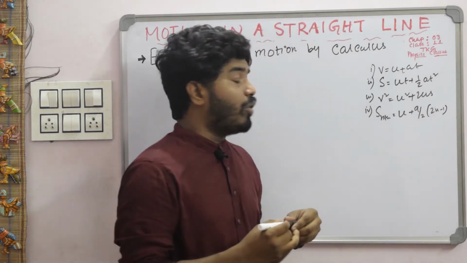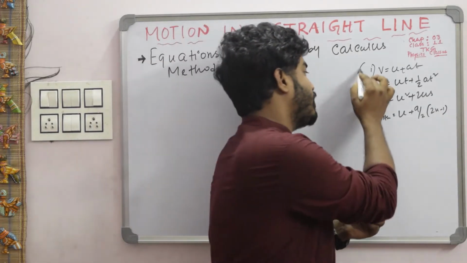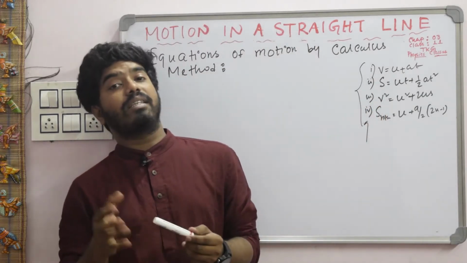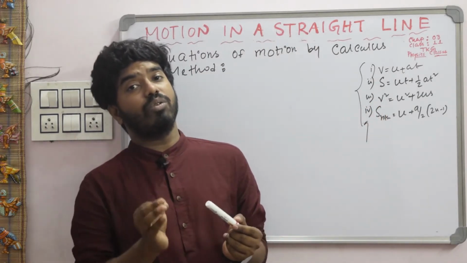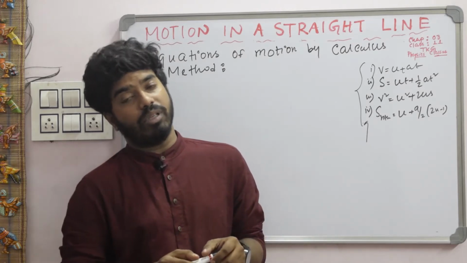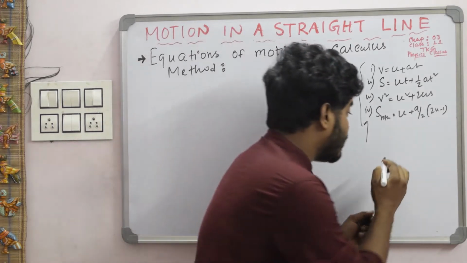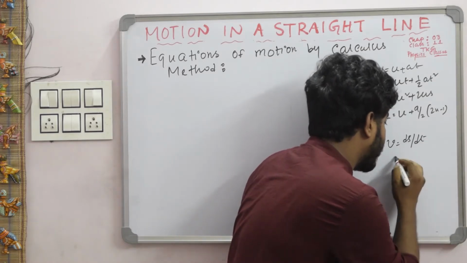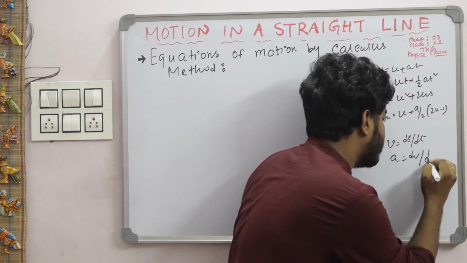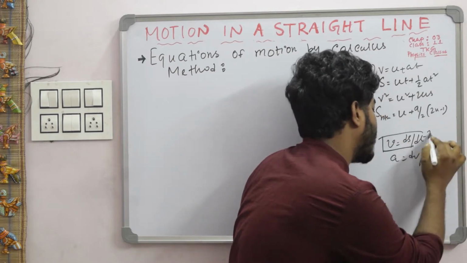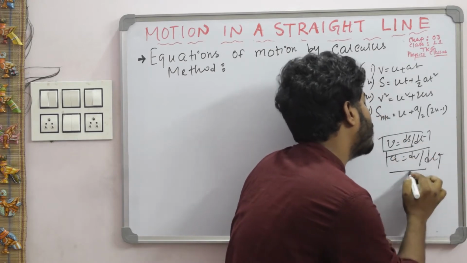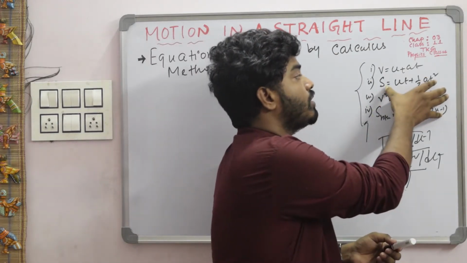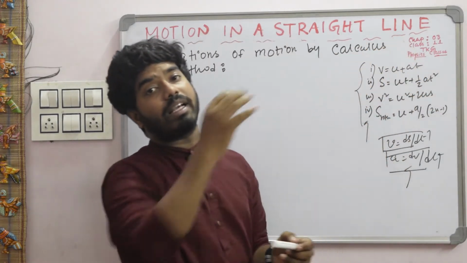Mind it, one important point here: these four equations are called the equations of motion when the acceleration is uniform, there is no variable value. Now if I write v is equal to ds by dt and a is equal to dv by dt, these equations give the actual equations of motion in all conditions. But the other equations give the equations of motion only when there is a uniform acceleration.